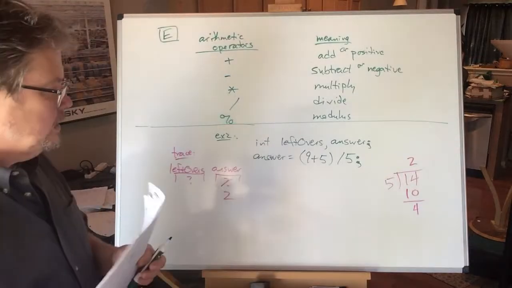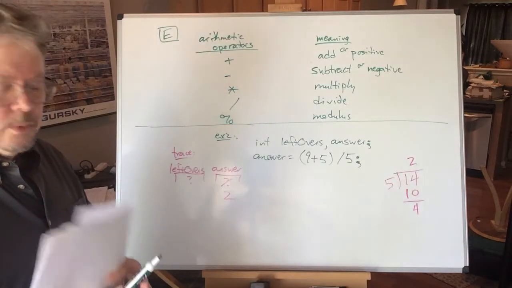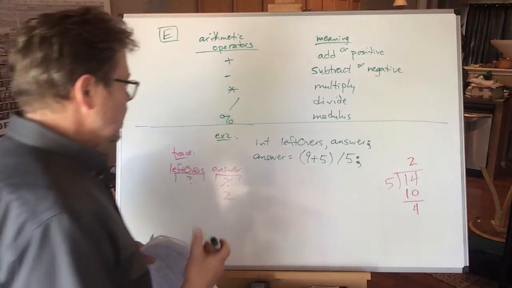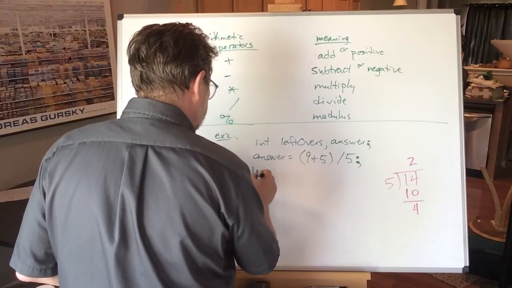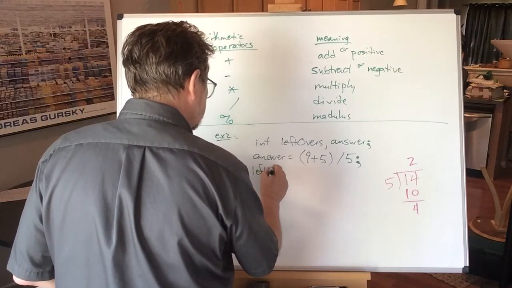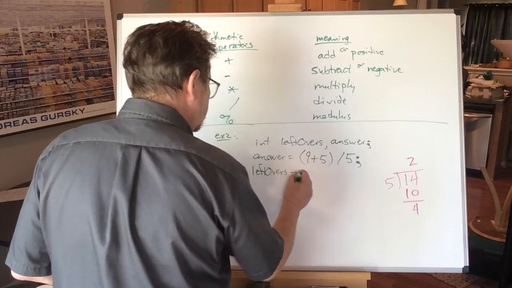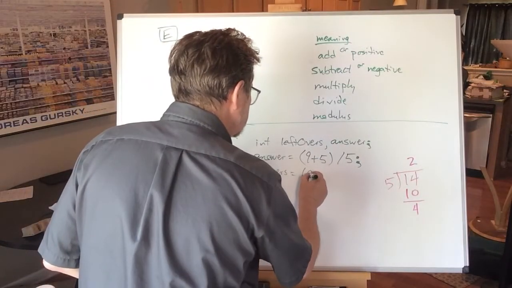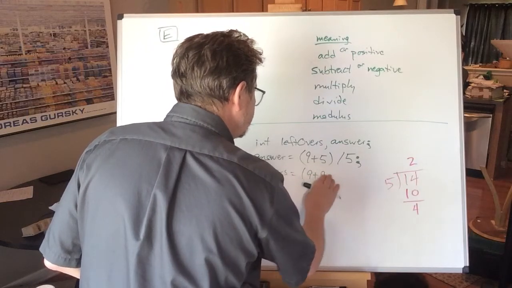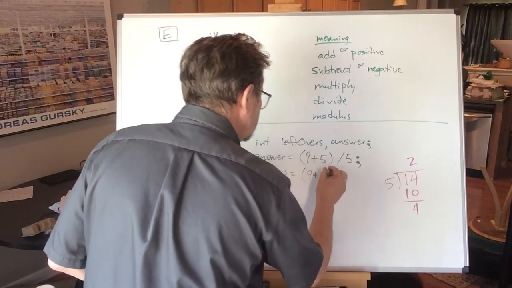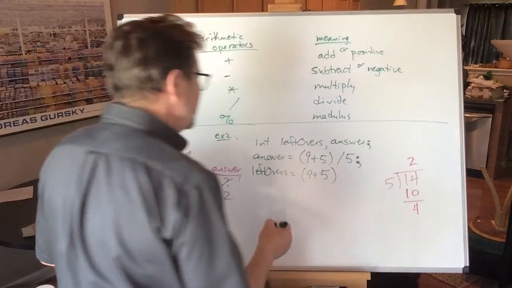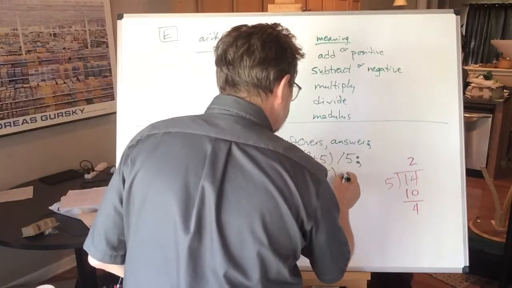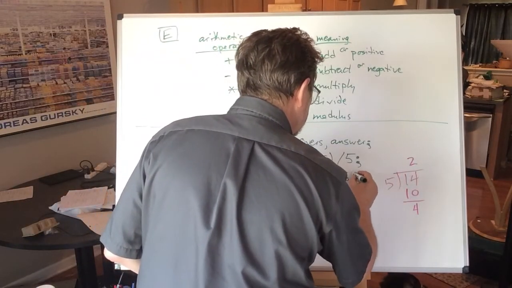Well, to that problem it is. It might not be the answer we wanted. It's not the whole answer. Watch this. Leftovers. The remainder gets its day in the sun. Leftovers equals exactly the same thing, 9 plus 5, except instead of the divide, I'm going to put the percent sign, the modulus. Percent 5.